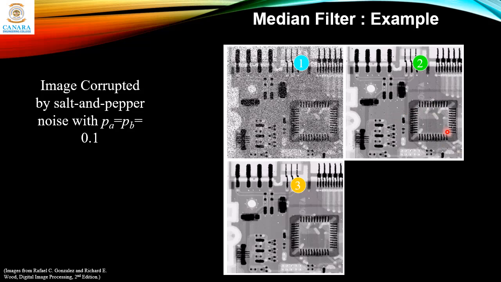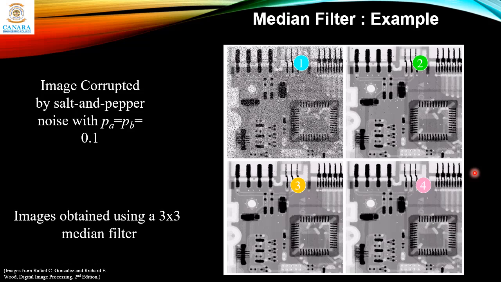A second pass with median filter removes most of these points, leaving only few barely visible noise points here. You can barely see the noise points. And if you pass it again, basically a third pass, this is the result. These results are good examples of the power of median filter in handling impulse like additive noise.